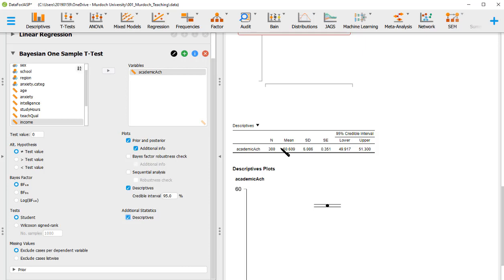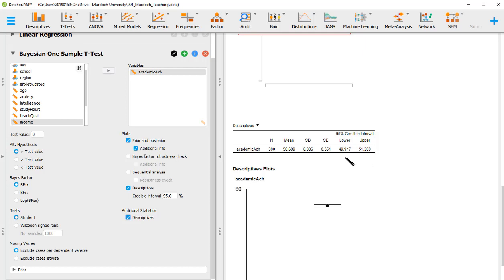For the descriptives of the sample, we've got n equals 300, mean 50.609, and standard deviation 6.086. That's exactly the same as in the traditional approach, because there is no different analysis. When we analyze the statistics of the sample, it is the same in each of the approaches. But here, for the parameter estimation of the mean, we've got a 95% credible interval instead of a 95% confidence interval, with a lower bound and an upper bound.